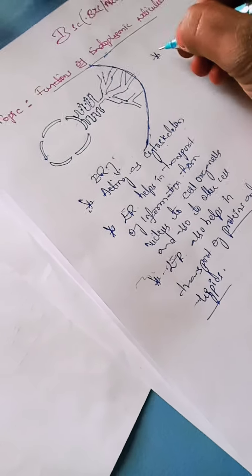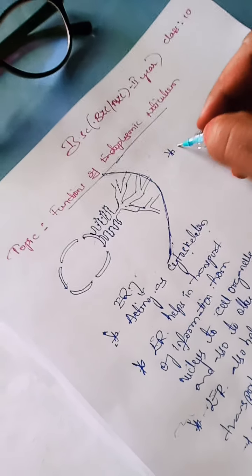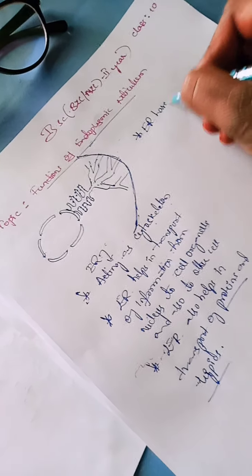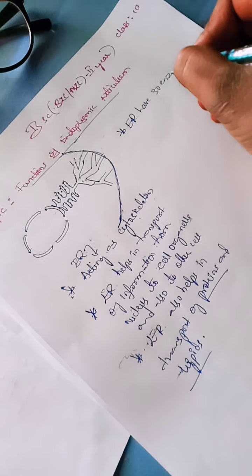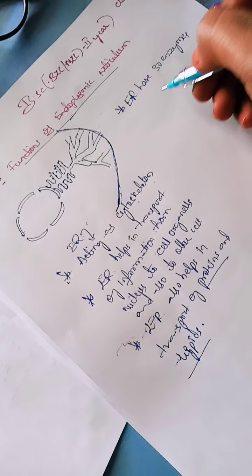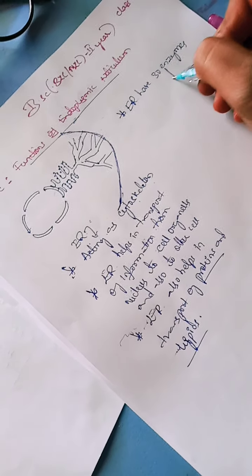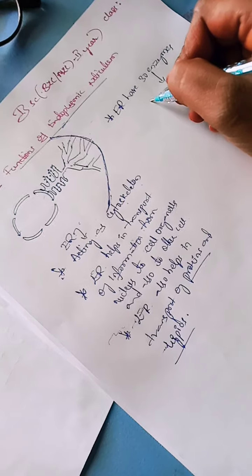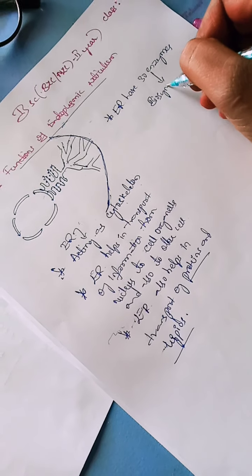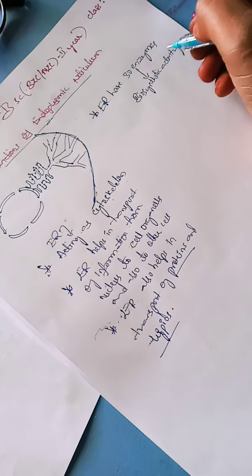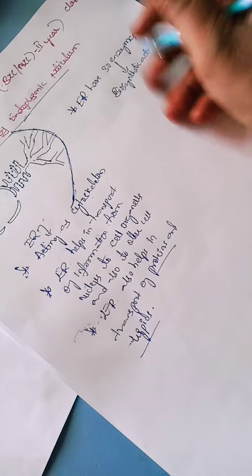Okay, next, what important function can we give for the endoplasmic reticulum? Here you have to remember one thing. The endoplasmic reticulum, ER, has 30 enzymes. So these 30 enzymes will help in biosynthetic activity. These enzymes take part in biosynthetic activity.